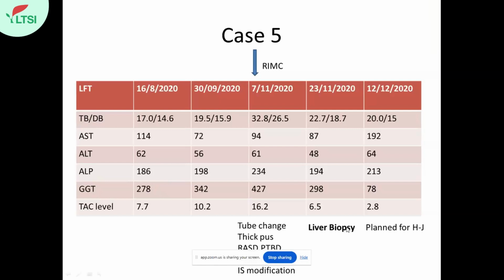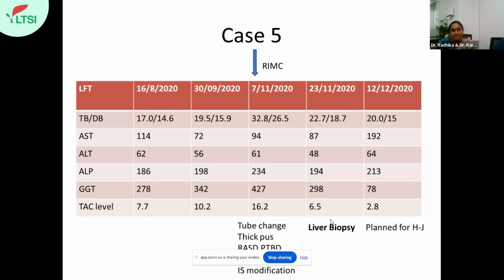At this juncture, we stabilized him. Tube exchange was done to the right system, which drained thick pus. We upsized the tube, and then appropriate culture-sensitive antibiotics were added. In the same sitting, the RASD was also dilated, and a tube was placed to the right anterior duct system also, and immunosuppression modification was done. He was on low dose steroids, which were also stopped.